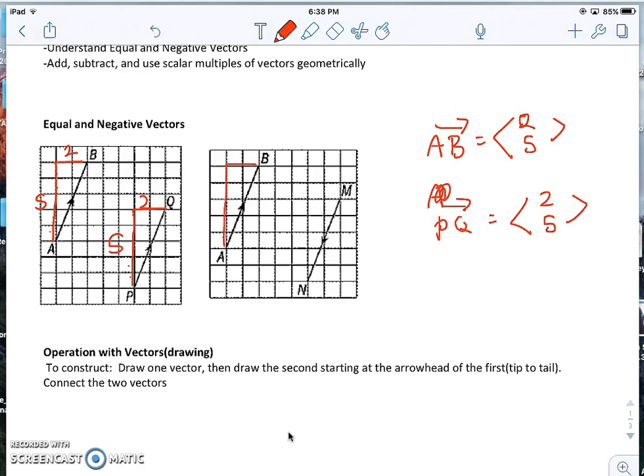Where this one, 1, 2, 3, 4, 5, and 2, it's (2, 5) again, AB. But if we look at MN, 1, 2, 3, 4, 5, we have to look at that direction. We're going from M to N. So that is (-2, -5). So those are negative vectors because it's the complete opposite.